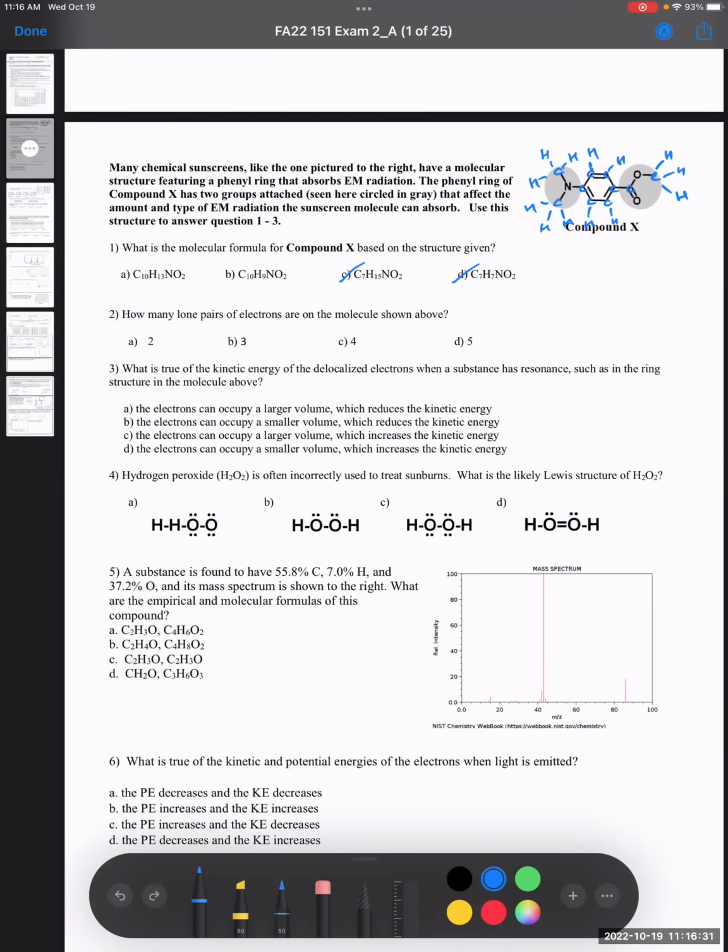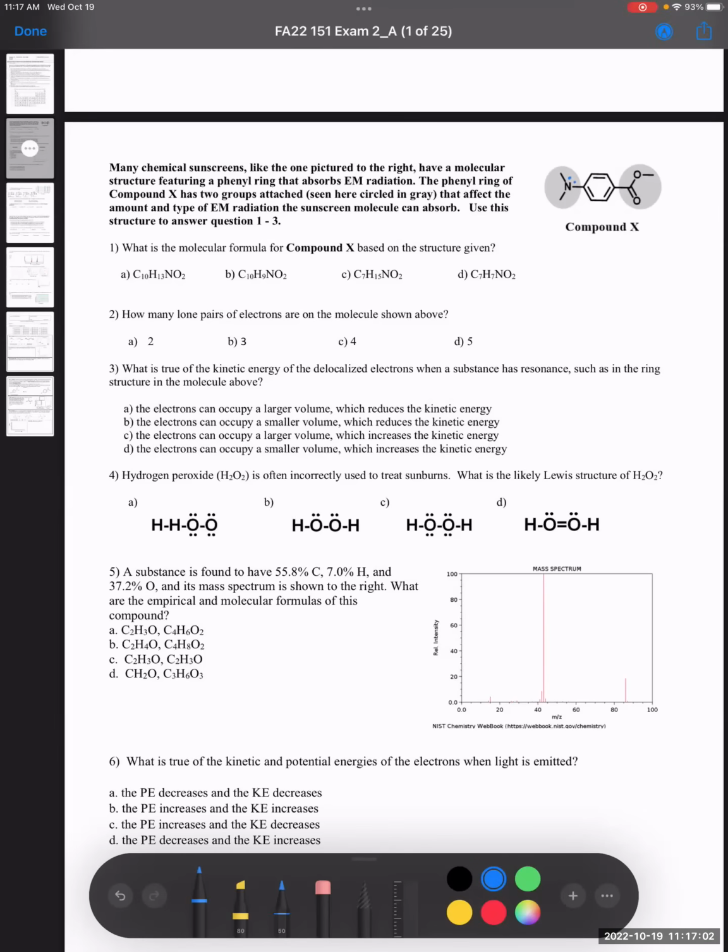Moving on. How many lone pairs of electrons are on this molecule? Okay, so when it comes to lone pairs, let me get rid of what I just did here. Lone pairs are about fulfilling the octet of each element. So we have nitrogen. We have 3 bonds around it right now, meaning 6 electrons. Therefore, we need 1 lone pair so that we can have 8 electrons around it.